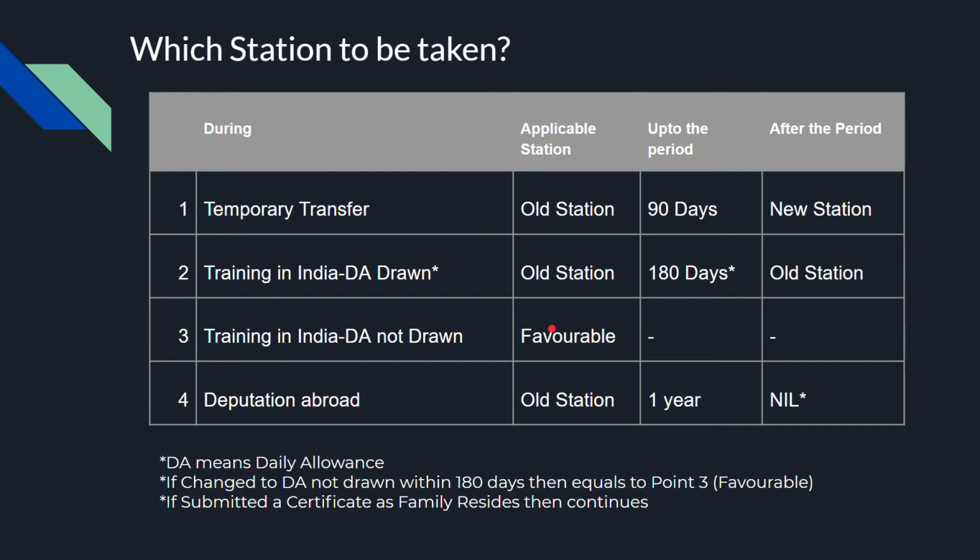I will talk about this again. If he is not getting DA, then favorable. If he is getting DA, then old station. However, if he is not getting DA after 180 days, then old station only. Okay. If you have any doubts, please comment. I will discuss that further.